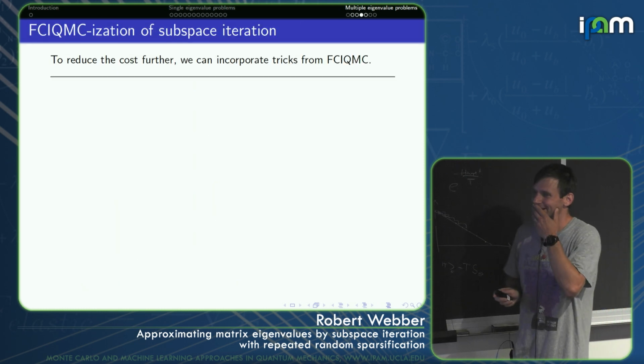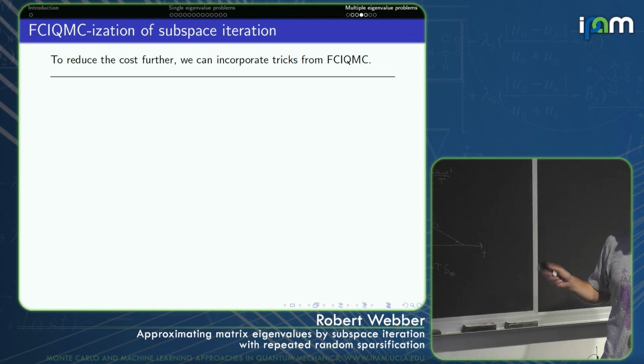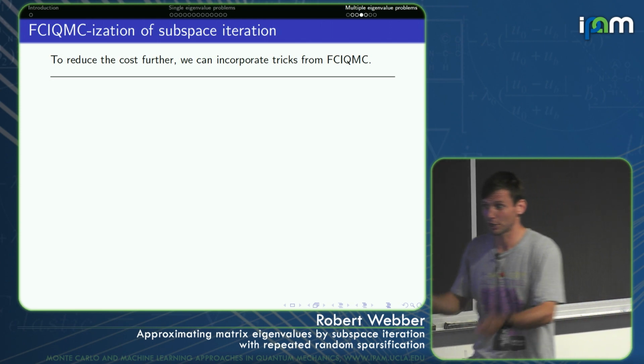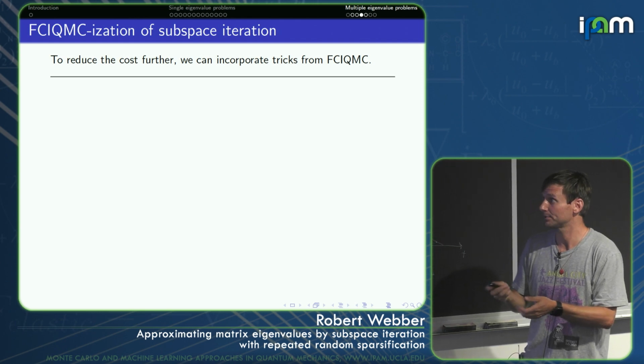Oh, geez. OK, I did forget about this part. I'm going to breeze through it. We incorporate two more tricks. This is the FCI-QMC-ization of subspace iteration. These are some tricks we borrowed from FCI-QMC, which are really important for scaling up.